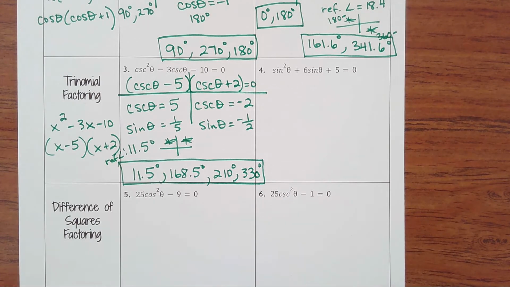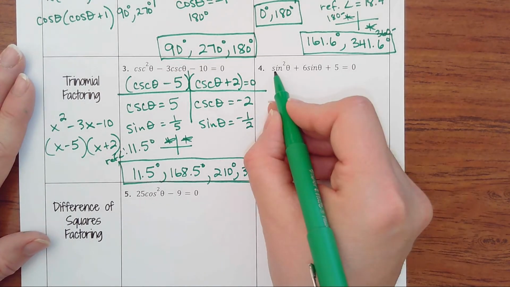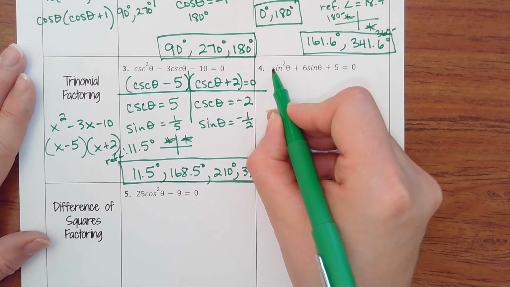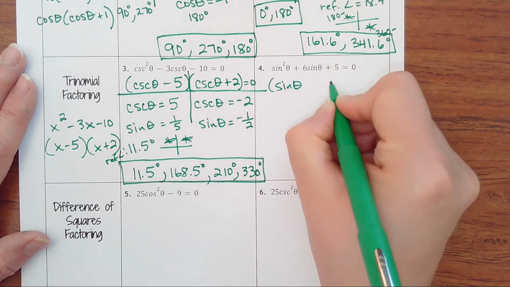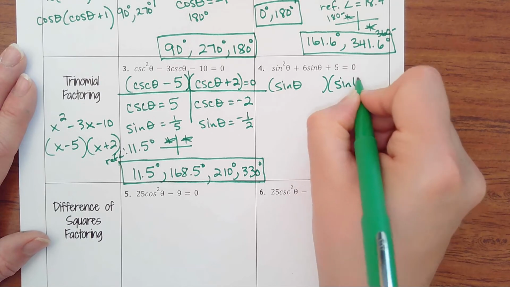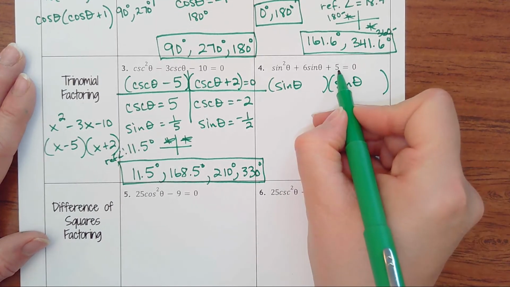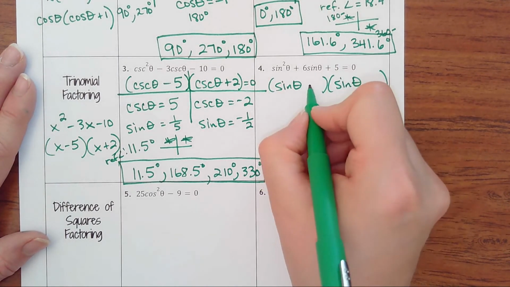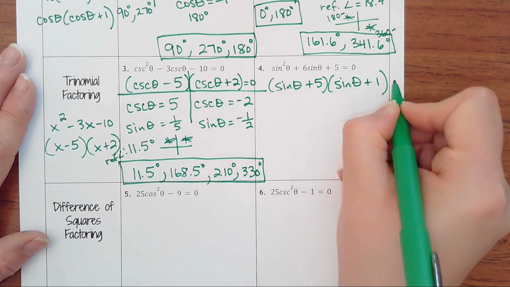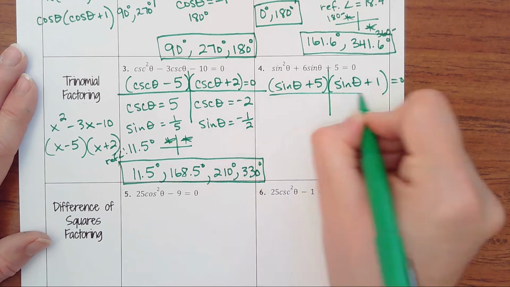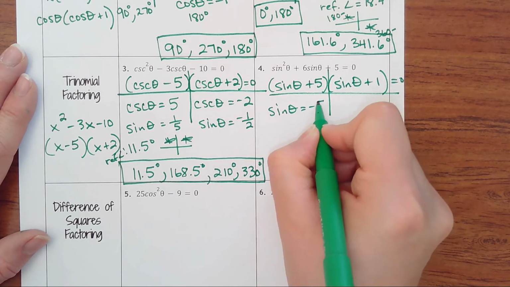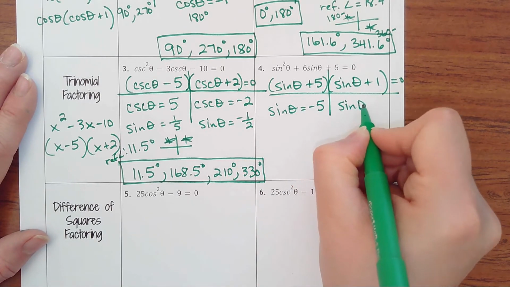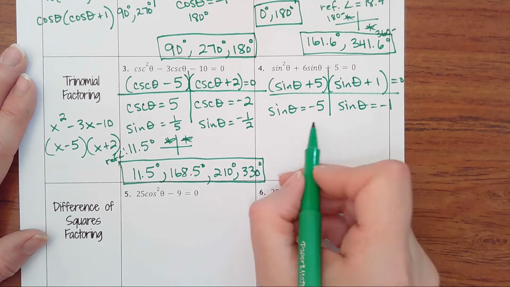All right, and then number 4 is very similar to that. We've got sine squared of theta. So that means a sine times a sine got multiplied. What multiplies to make 5, that adds to make 6? Would be a +5 and a +1. This one, if I isolate sine of theta, that would equal -5. This one would be -1.